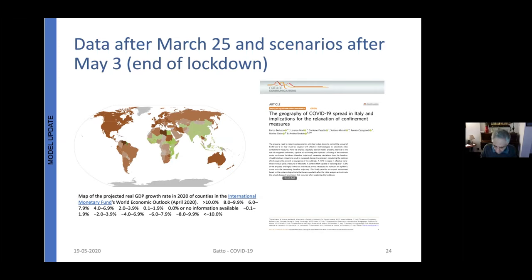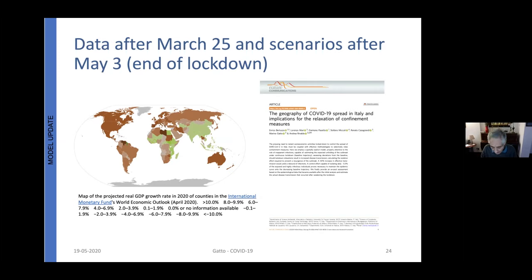Of course, everywhere in Italy too, there was a concern about the economic consequences of enforcing a lockdown. And of course, the lockdown is a mess in social and economic terms. So we wanted to understand what might happen after the end of lockdown.